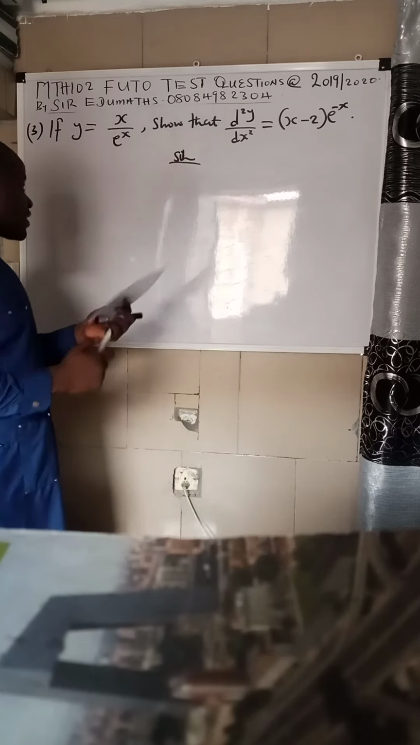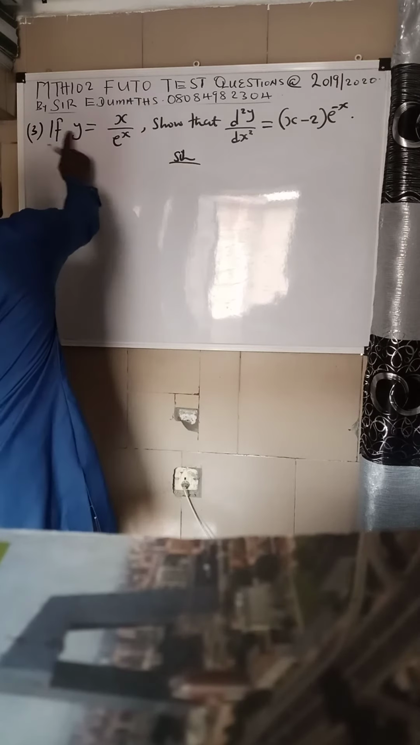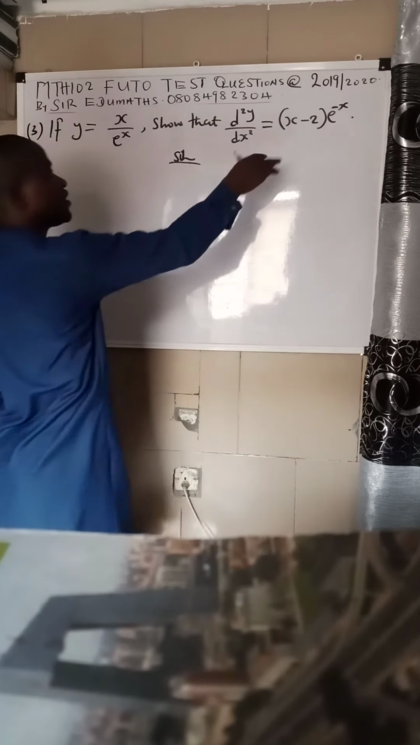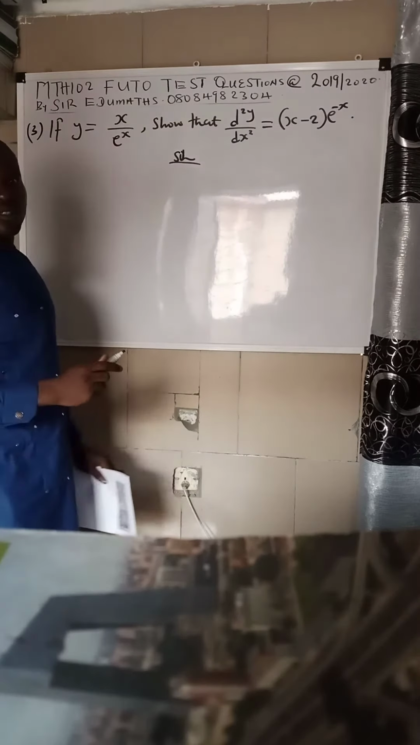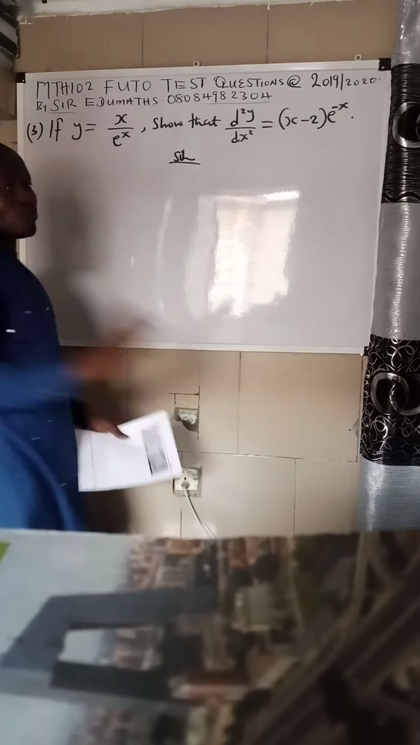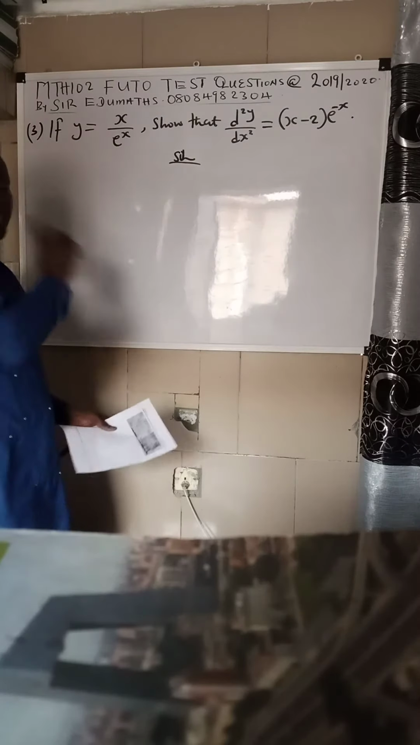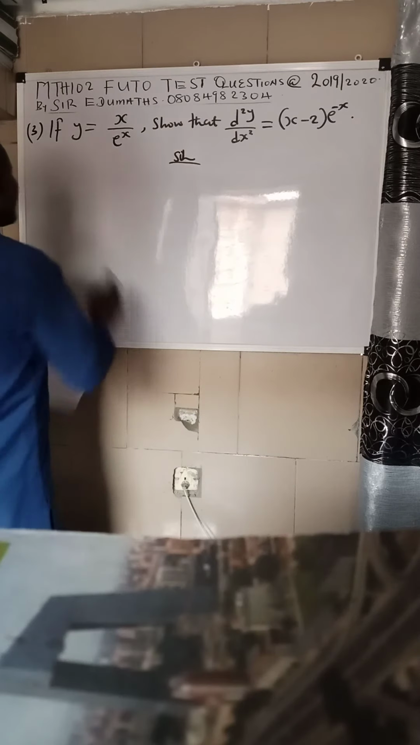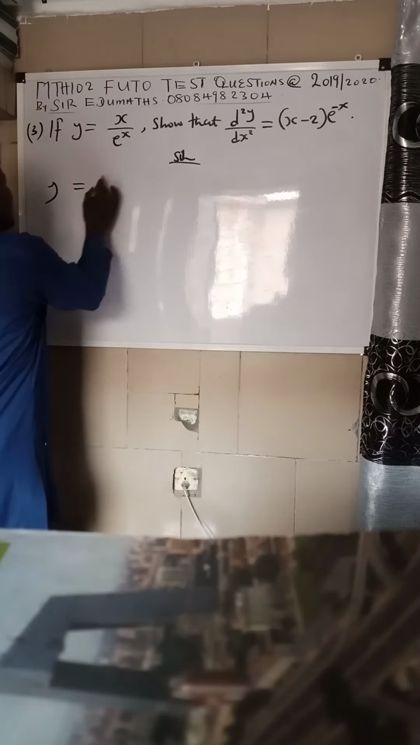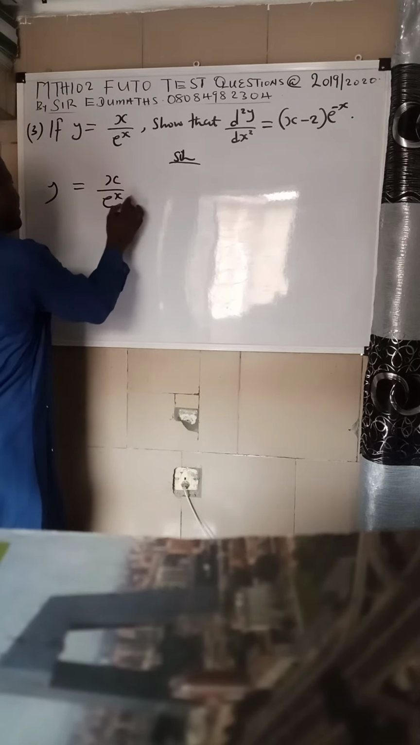So from here we are asked to show that if y equals x over exponential x, the second derivative is equal to that. Okay, so what this simply means is for you to differentiate this two times, and see whether you can get this. So firstly, we have that y is equal to x all over exponential x.